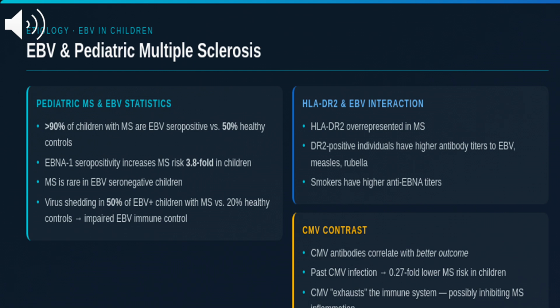The long-term CD8 T cell commitment to CMV surveillance appears to have a collateral anti-inflammatory effect that is actually protective in MS. This contrast between EBV and CMV, two members of the herpes virus family with diametrically opposite relationships to MS risk, beautifully illustrates how immunological context determines disease outcome.